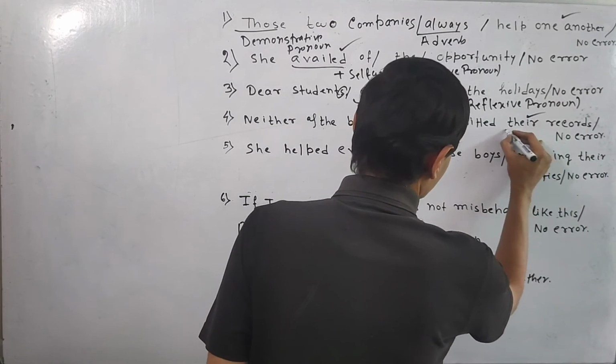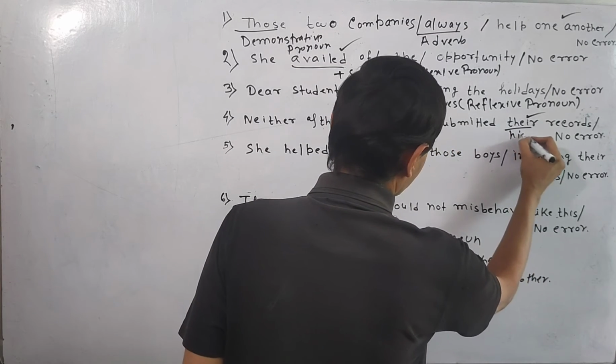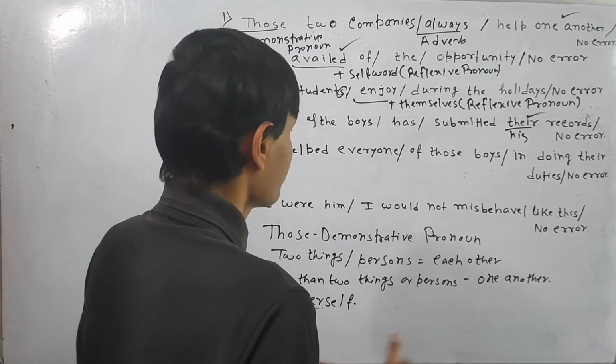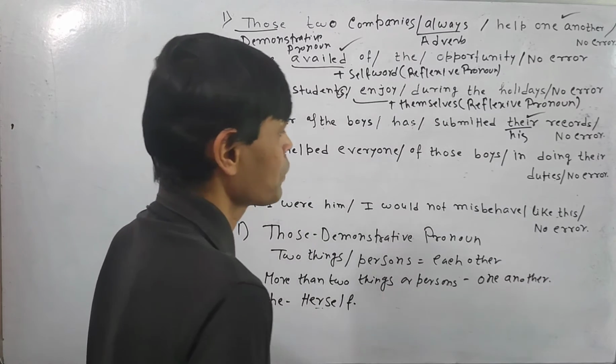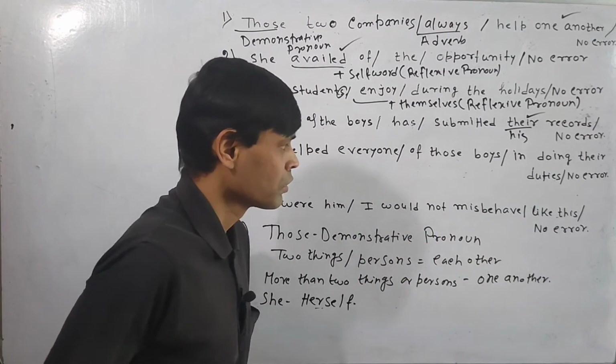This means neither of the boys his. So here is the mistake. Now if I just go for the next question, she helped everyone of those boys in doing their work. She helped everyone of those boys in doing their work.